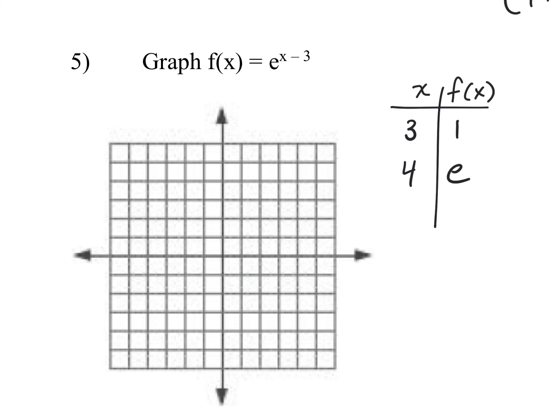1, 2, 3, 1. And 1 unit to the right, we get up to just before, about 3/4 of the way between 2 and 3. We still have that horizontal asymptote in our function.